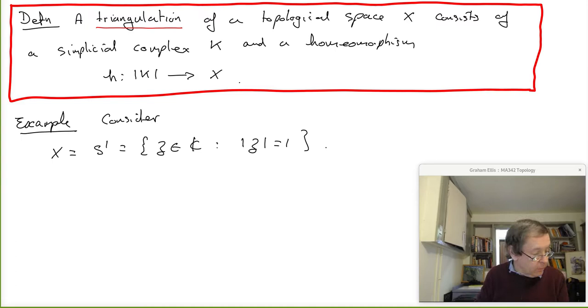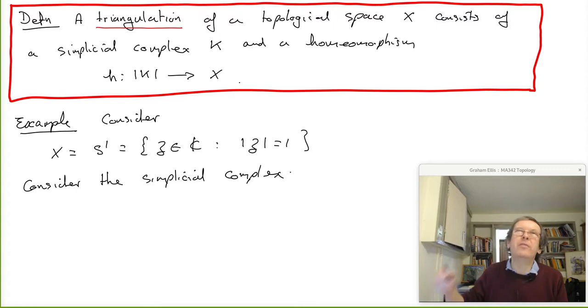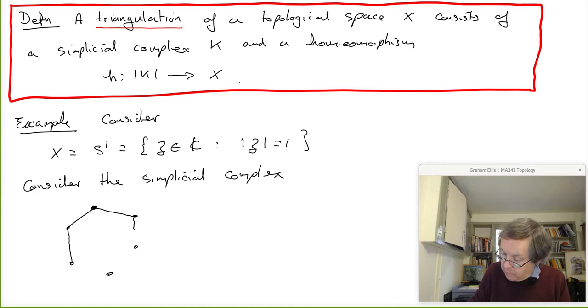So how about the following? Consider the following simplicial complex. Now I've got many examples I could take of simplicial complexes that would do here. Let me take some points, some vertices. Let me take some edges. And there I have what in second year you might have called a graph, but now I'm calling it a simplicial complex. It consists just of vertices and edges. Zero simplices and one simplices, nothing else. That's a topological space. And this is actually homeomorphic to the circle.